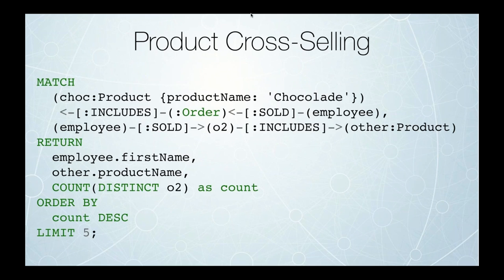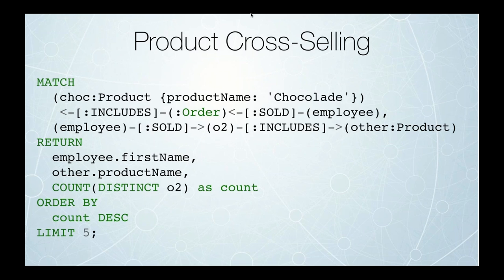Now, one more very graph-like query here is product cross-selling. Let's say that we want to find out what other products are sold by sales representatives that also sell Chocolat. So the sales representatives that sell Chocolat, what other products are they also selling? So in this case here, we're saying product with product name Chocolat. And you can see that JSON-like syntax for those of you who are familiar with JSON. That is equivalent to the where query, but just in a shorthand form.